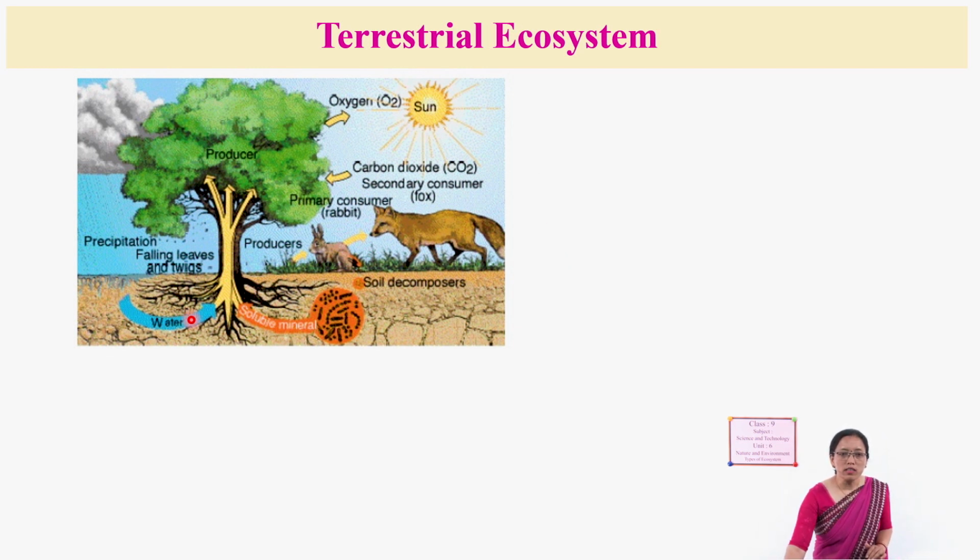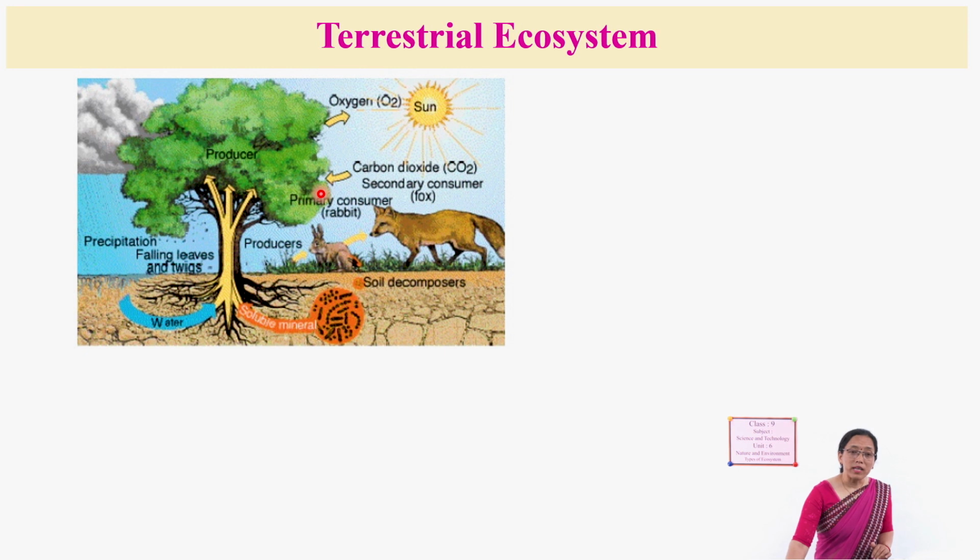In this picture, what do you observe? There is a large tree. Okay, it is a producer. And there are various conditions. There is soil, there is water, that means the water percolated inside the soil is present here. There are different kinds of minerals inside the soil, and there is air which contains oxygen, carbon dioxide, and there is sunlight which is coming from the sun in the form of energy.